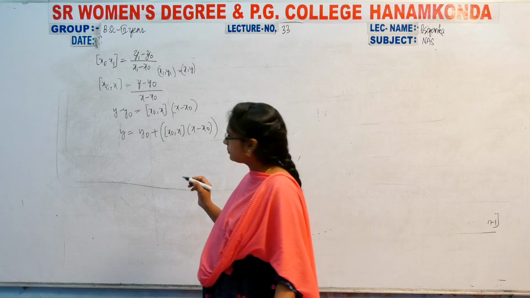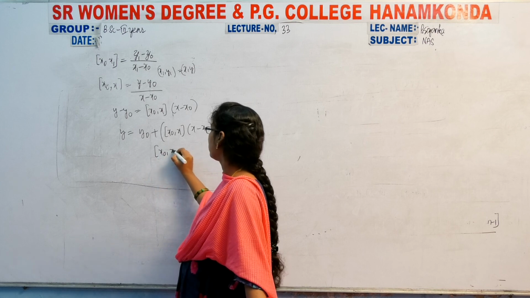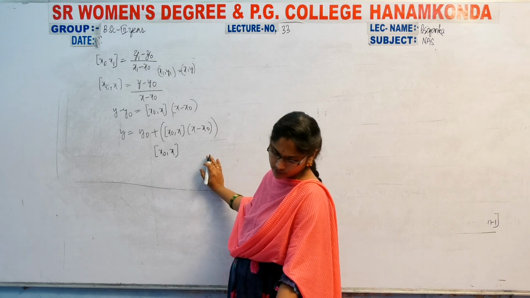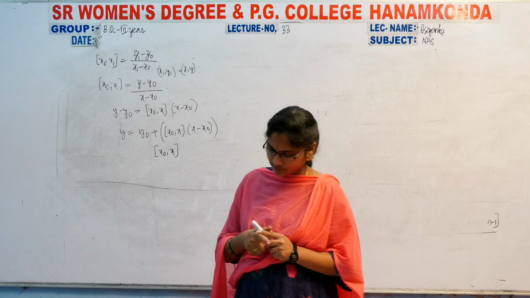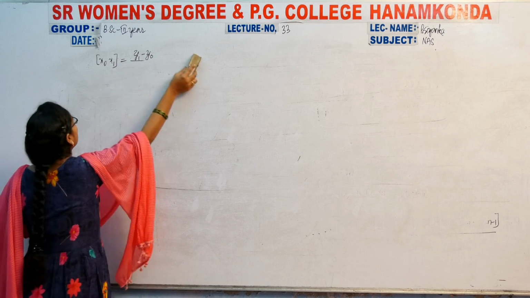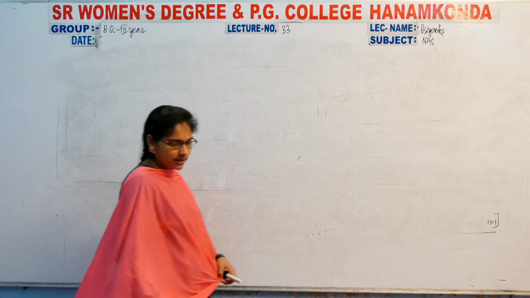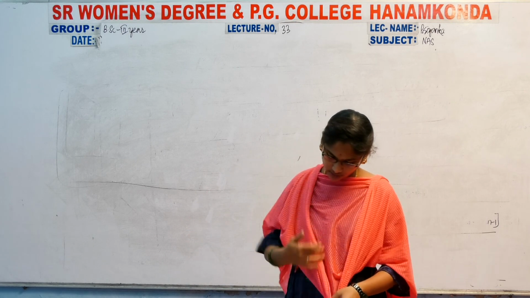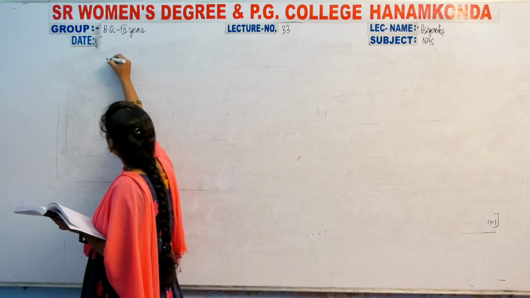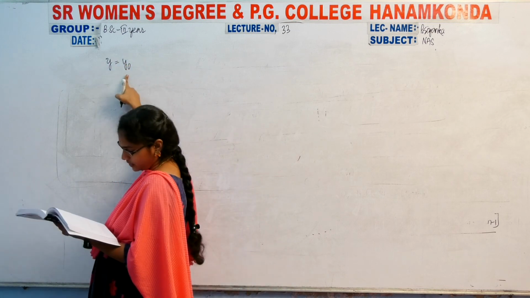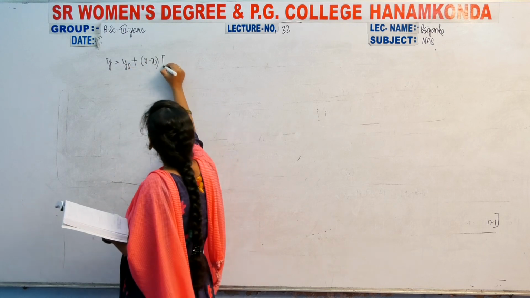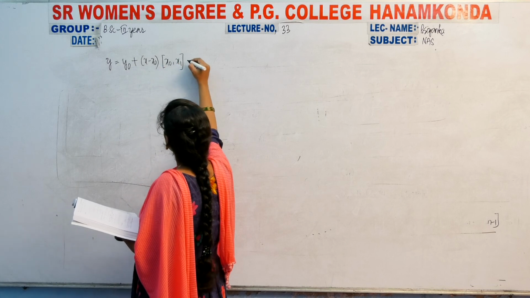By substituting the x0 comma x value and simplifying, we will get the Newton's general interpolation formula. Write as it is now. y equal to y0 plus first x minus x0 into x0 comma x1. Write as it is, after that I will explain.